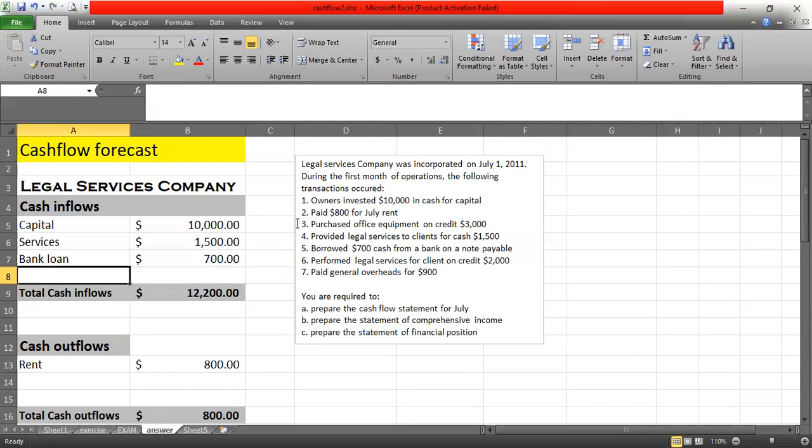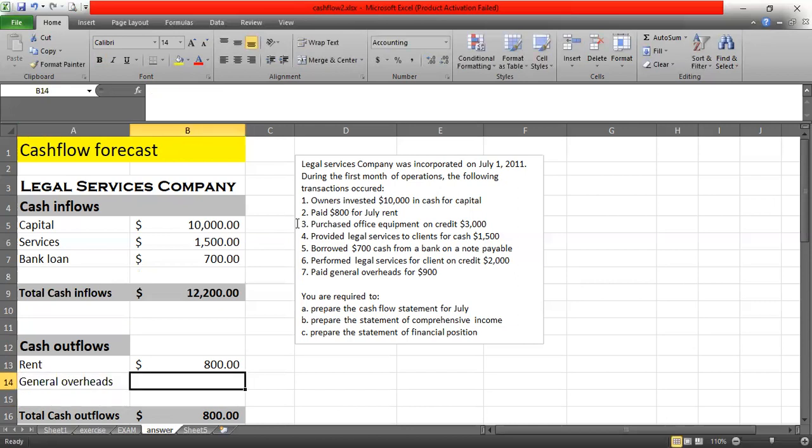The last transaction will be number 7, paid general overheads for $900. General overheads are expenses like electricity, water, telephone, and that kind of expense. It means the cash will be spent to pay those overheads or expenses. So in the cash outflows, I will type general overheads for $900.